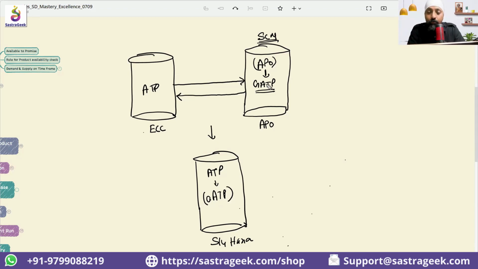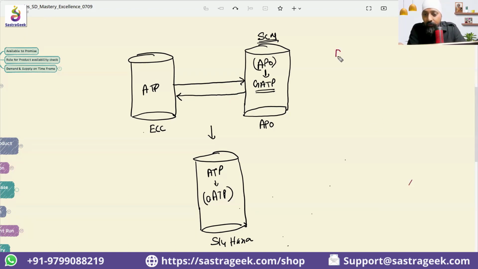So first, let's try to understand why GATP was required. What functions and features are not supported by ATP? Why do we need GATP, Global Available-to-Promise? To explain that, I will give you one example, one business scenario.